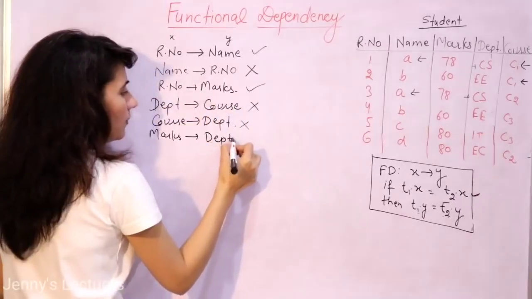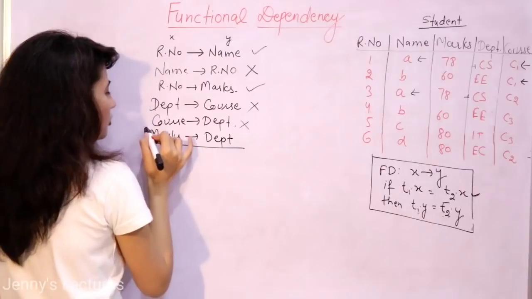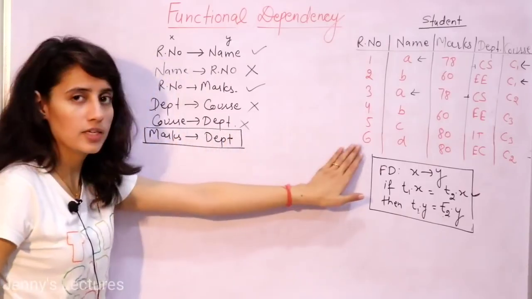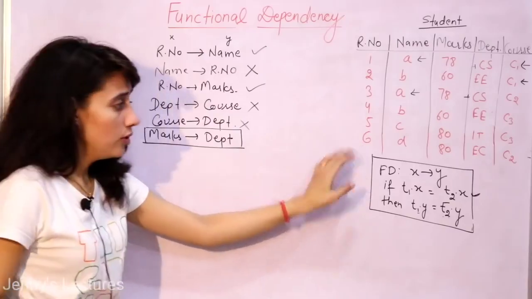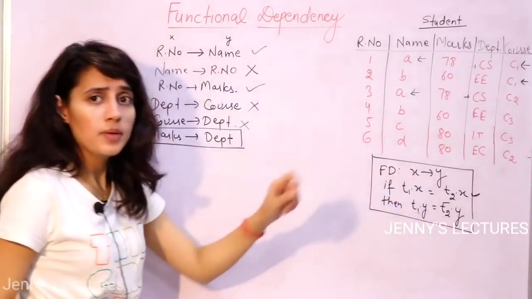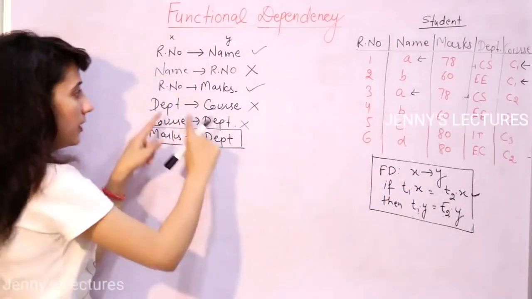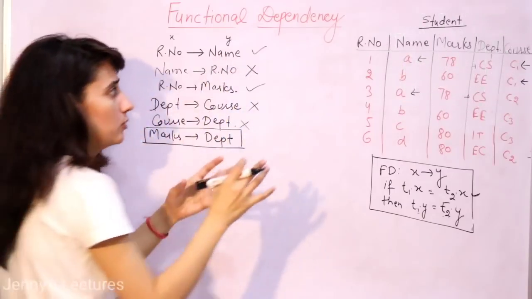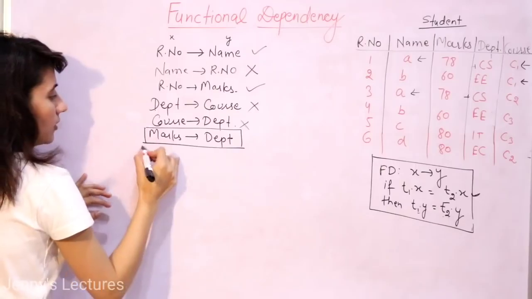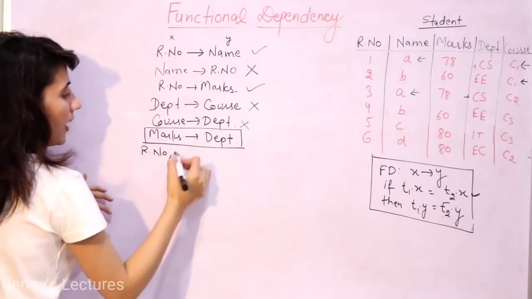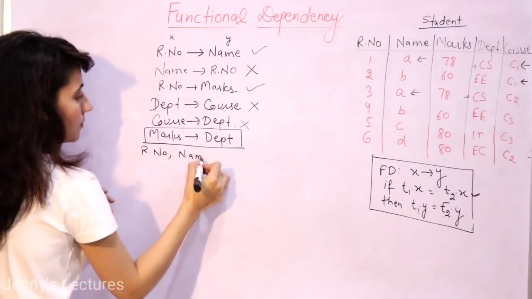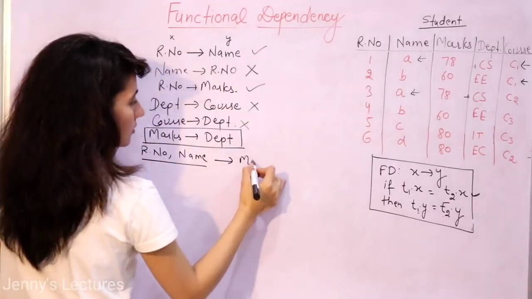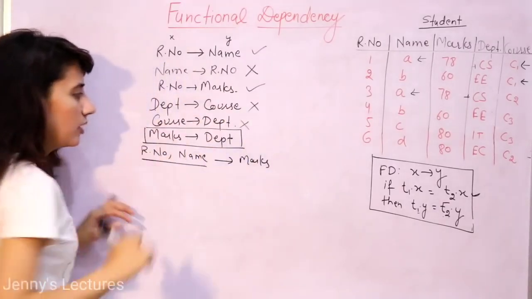Now you guys tell me, is this a functional dependency or not? Marks determines department from this relation, right? Now I have told you X and Y may be sets of attributes. Here I am taking only one attribute in X and Y. Now suppose I am taking sets of attributes. Now let us check roll number and name, both together determine marks. Is this a functional dependency or not?